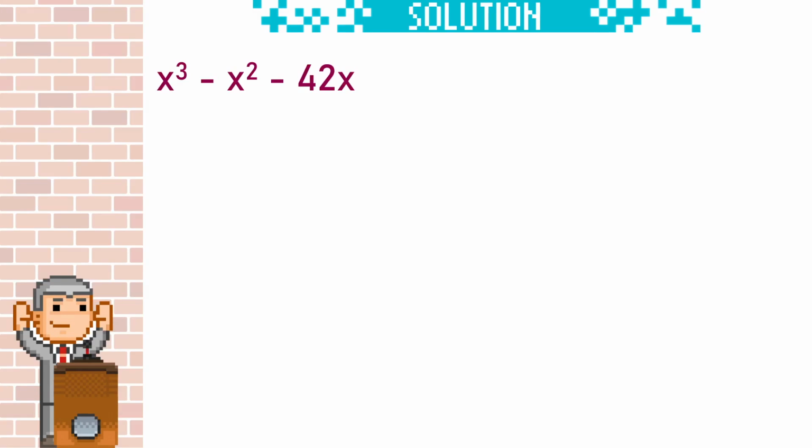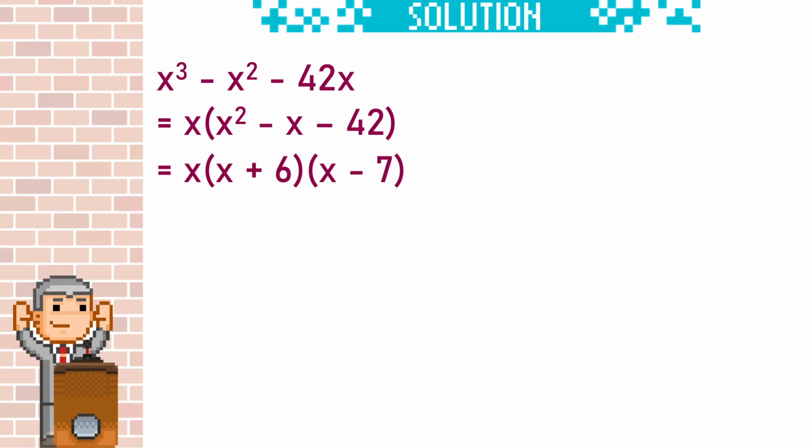All the terms here have a common factor of x, so let's factorise the x out. And then we're just left with the quadratic inside the bracket. So when we factorise that, we've got x and then x plus 6 and then x plus 7.